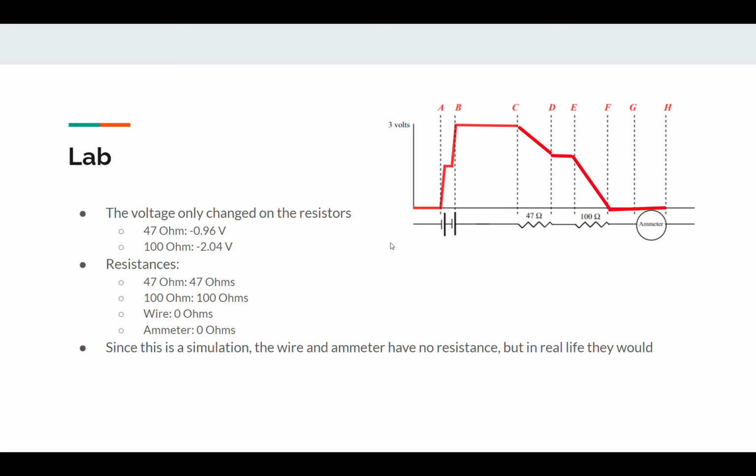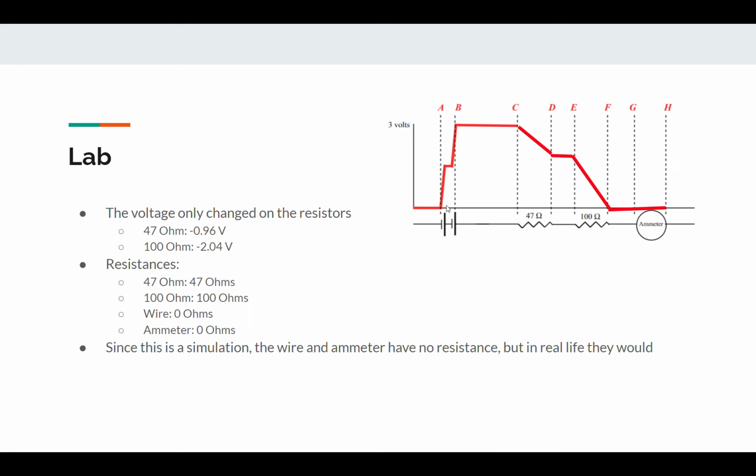So to test what the voltage difference is between each of the resistors, use the voltmeter again to test between each of them to make this graph. And I found that the difference on the 47 ohm resistor was negative 0.96 volts and the difference on the 100 ohm was negative 2.04. When I add these together, you get negative 3, and 3 volts overall minus that negative 3 would equal 0.